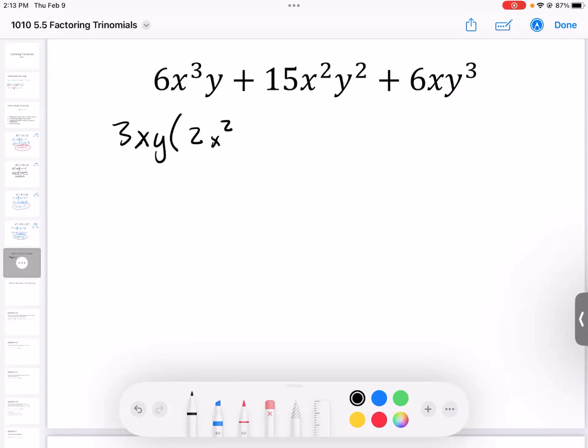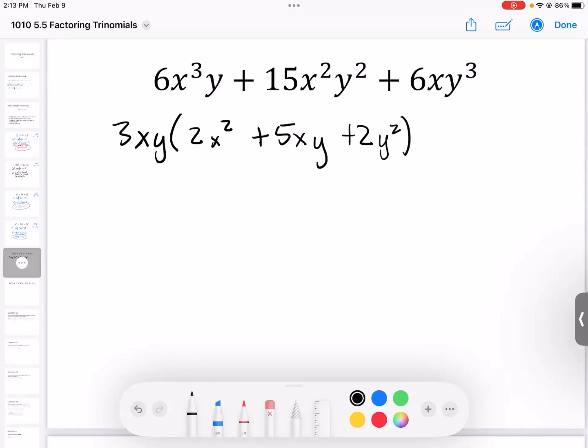And then for my second term, 15 divided by 3 is 5. x squared divided by x is x. y squared divided by y is y. And then on the last term, 6 divided by 3 is 2. x divided by x is just 1. y cubed divided by y is y squared. Is everybody good with how I got from there to there?